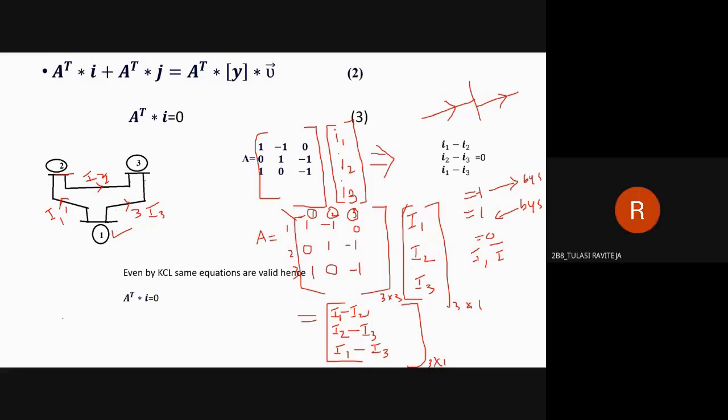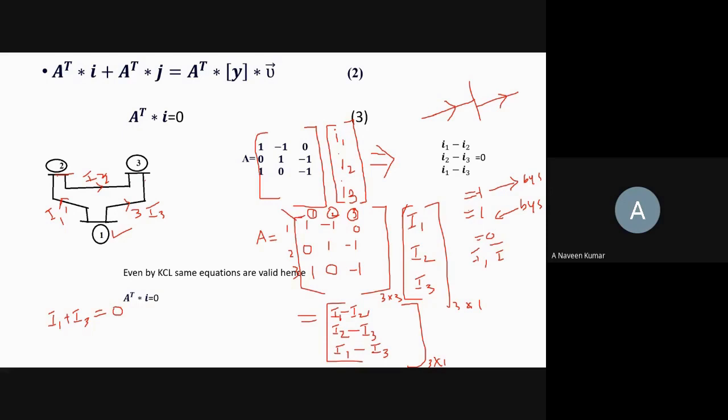I1 plus I3 equal to 0. I1 plus, yes, tell me. Both the currents are leaving, no? Yes. Yes, sir.